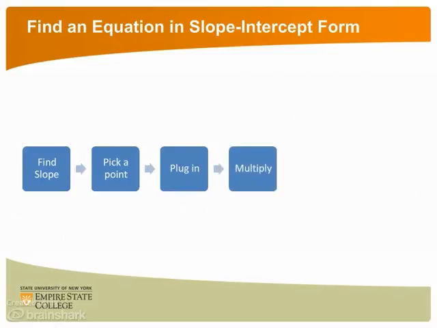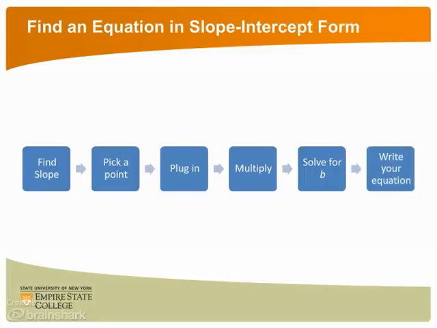Next, you actually multiply the slope by the x value from your chosen point. Then you solve for b by subtracting that product away. Then, as a final step, you write the equation in its proper form, with the slope and y-intercept written in, but leaving the x and y as variables.